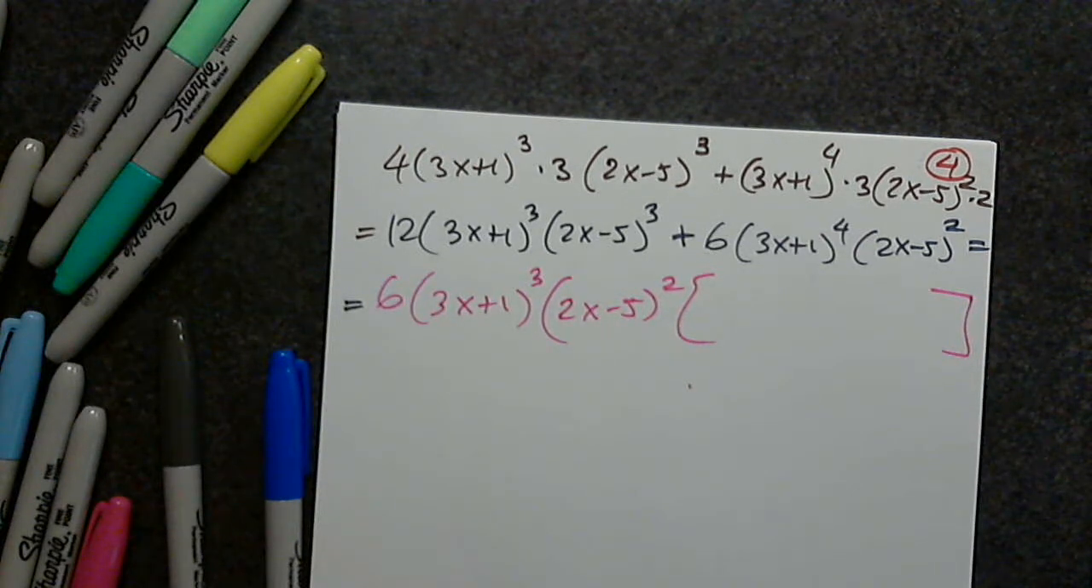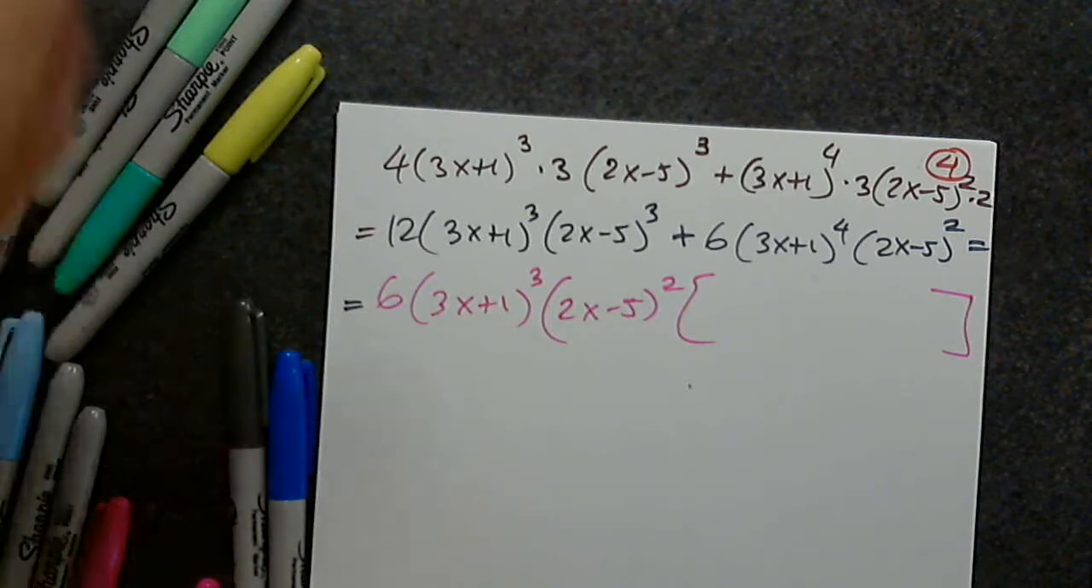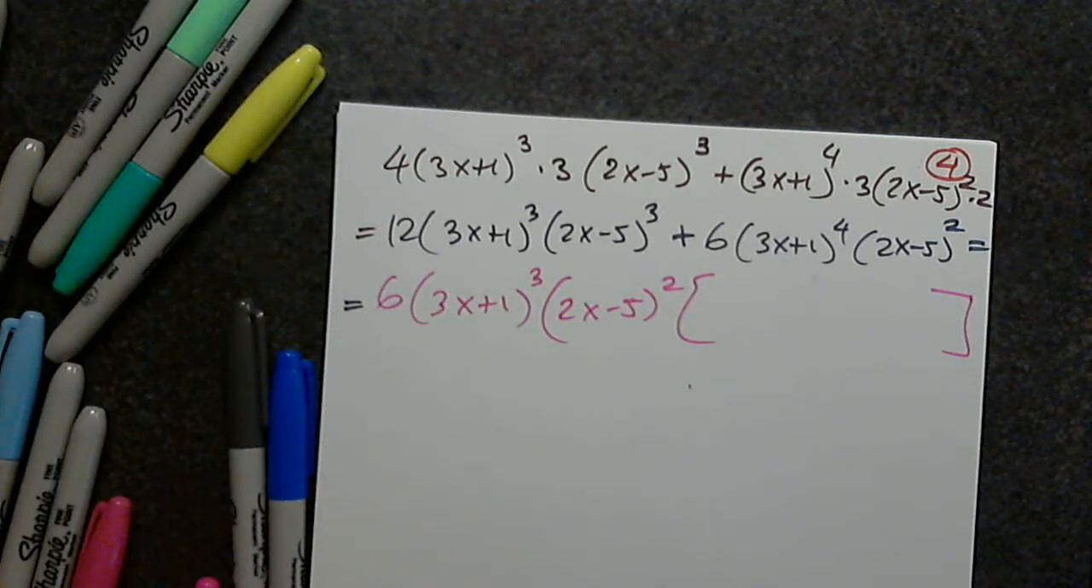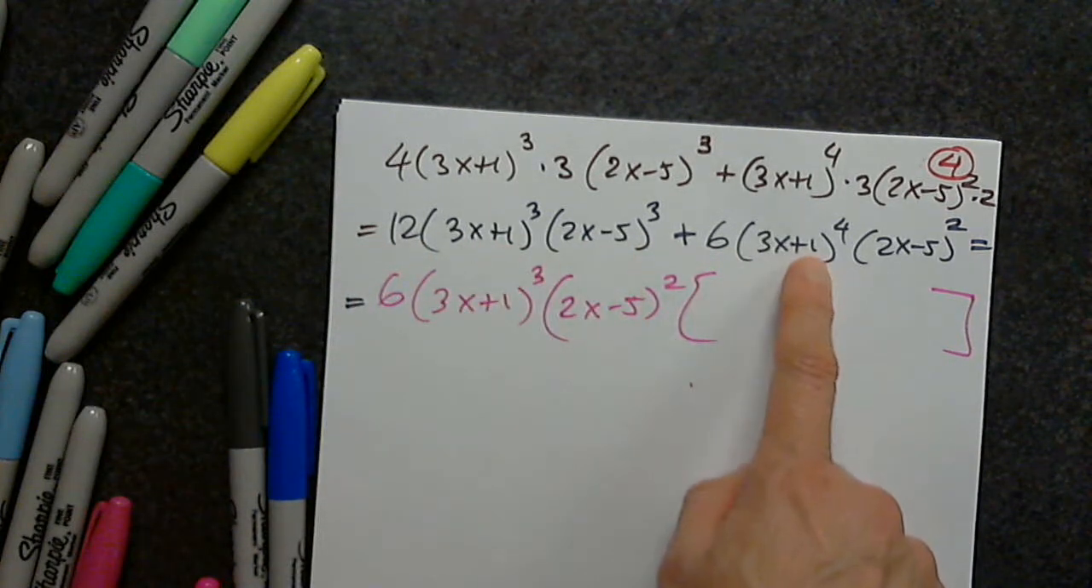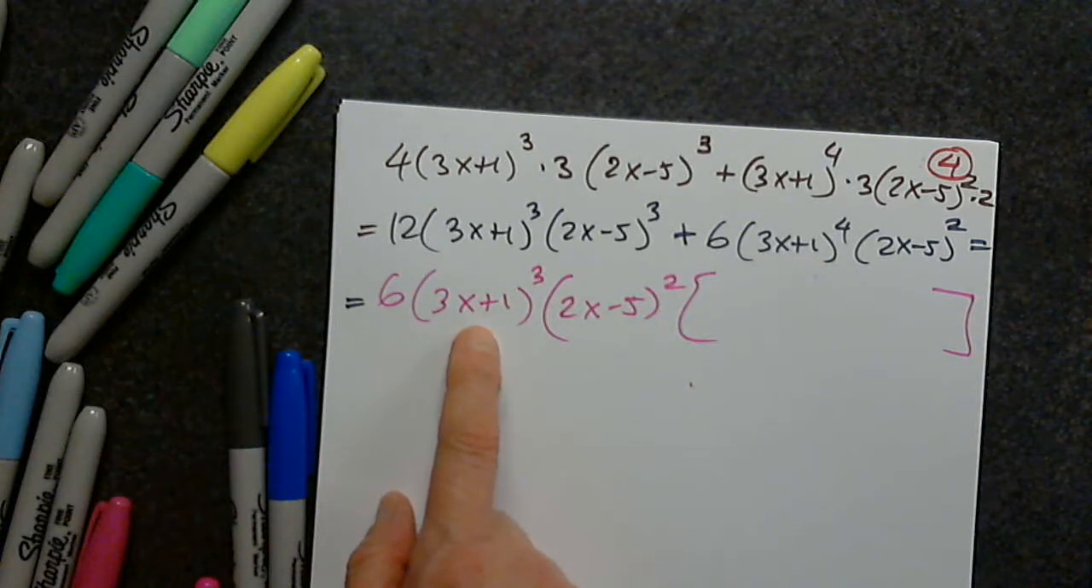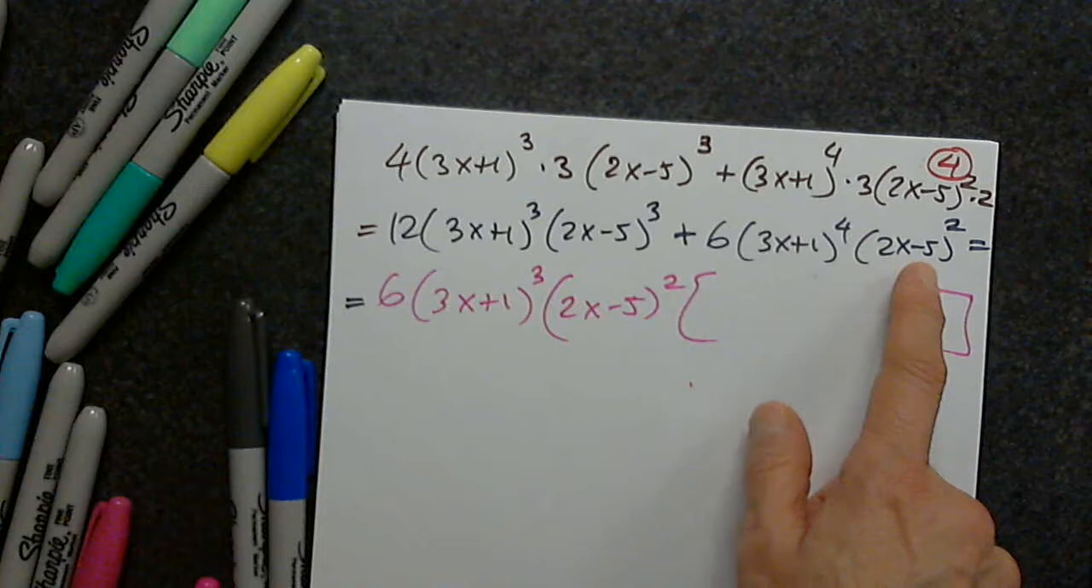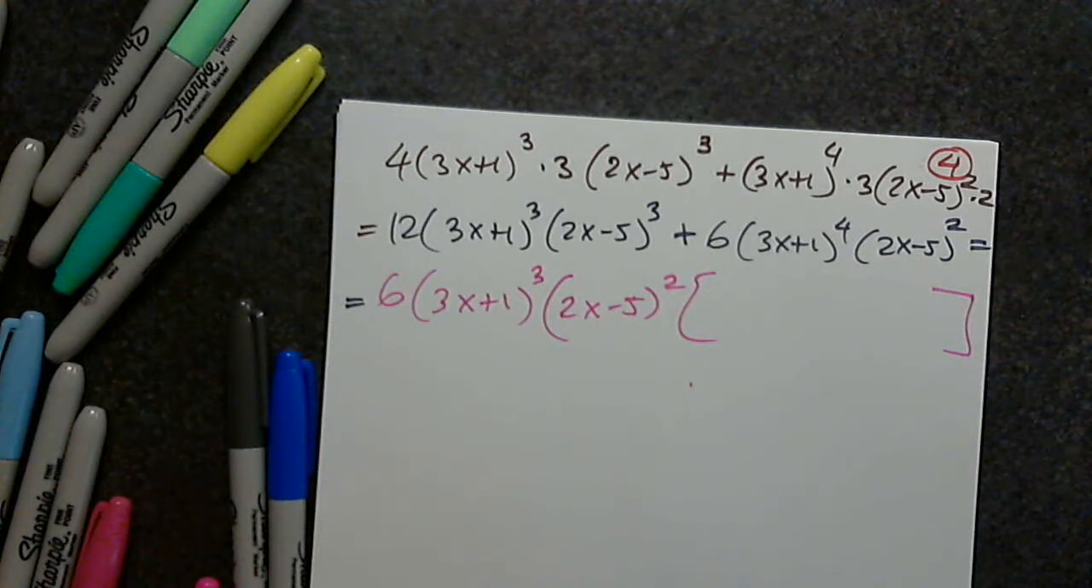Where did 6 come from? Can anyone explain where the 6 is coming from? The greatest common factor of 12 and 6, which is 6. Very good. No, we haven't started that part of the bracket yet. So 12 and 6 have 6 in common. 3x plus 1 to the third and 3x plus 1 to the fourth have 3x plus 1 to the third in common. 2x minus 5 to the third and 2x minus 5 squared have 2x minus 5 squared in common. What is left from the first term?